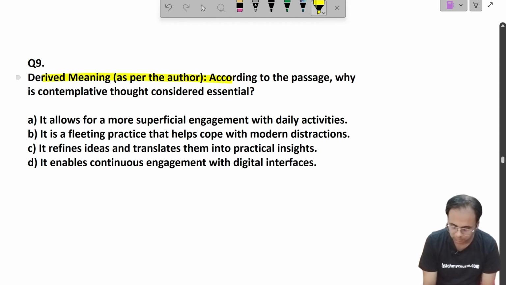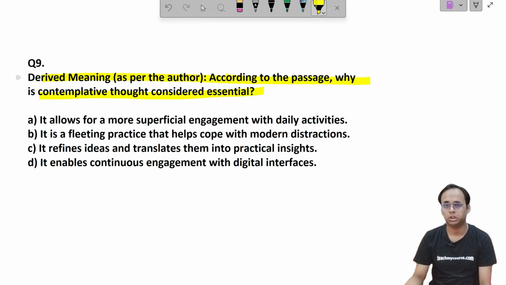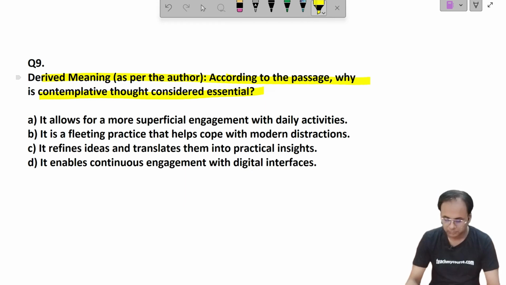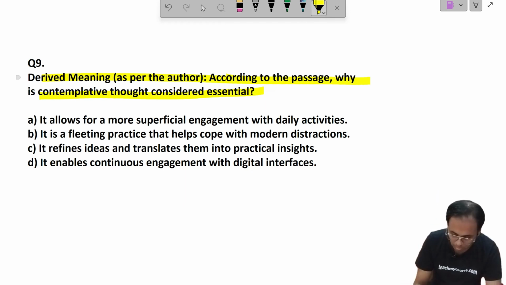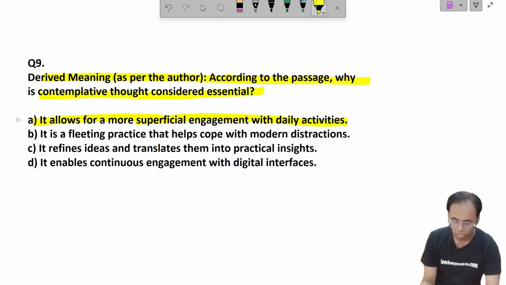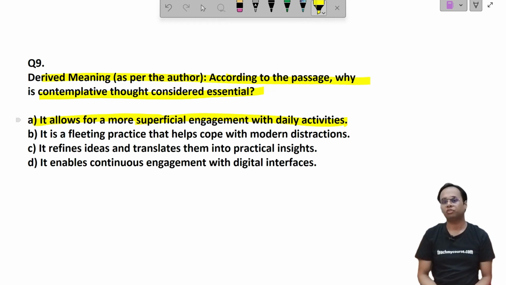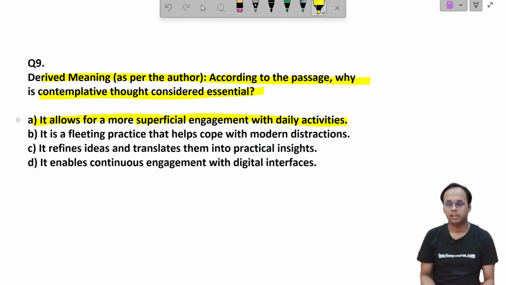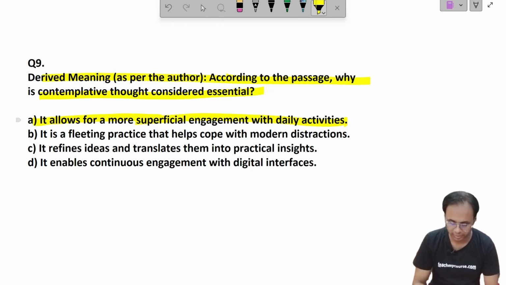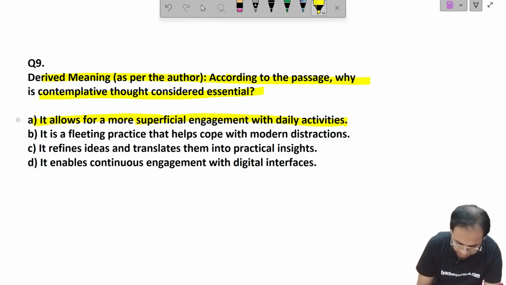The derived meaning as per the author. Okay, according to the passage, why is contemplative thought considered essential? Let us see the options. It allows for a more superficial engagement with daily activities. No, contemplative thought is just not superficial. It is actually a deep understanding of something, a deep thought of something, like deep thought of taking action on something. It is not superficial. That cannot be true.